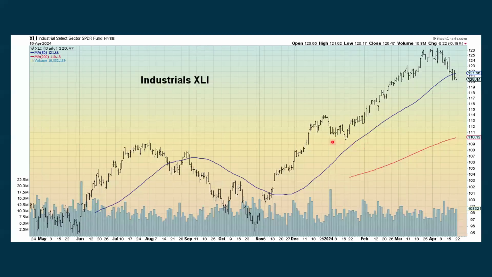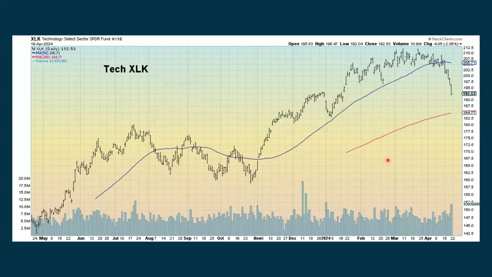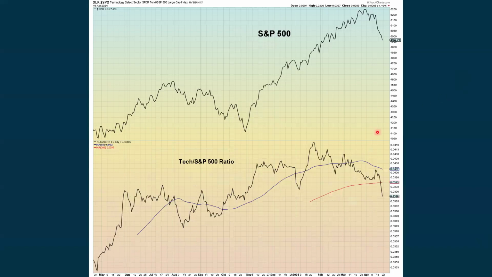We look at industrials, also in an uptrend, coming down slightly below its 50-day moving average. But on a ratio basis, the industrials have been outperforming the S&P. Tech, one of the darling areas, it's in an uptrend, but really pulling back now. We're seeing a lot of weakness right now in tech, and it's actually starting to underperform the S&P on a short-term basis. On a long-term basis, it continues to outperform.